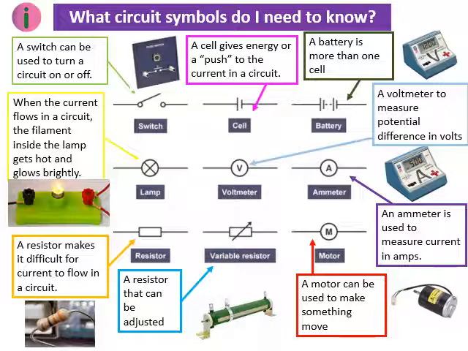And then we've got the ones that I think people always get confused with. So a cell is just one cell, okay? But a battery is more than one of them, okay? And the cell gives energy or a push to the current in the circuit. So it forces the current around the electrical circuit.